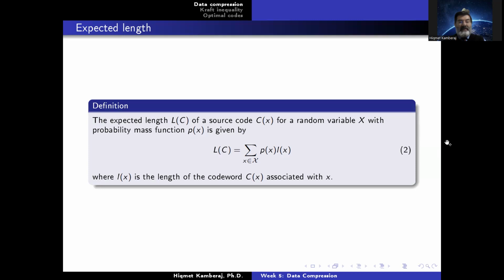The expected length, by definition, the expected length L of C of a source code C of x for a random variable X with probability mass function P of x is given as the sum over all x from chi of P of x times L of x, where L of x is the length of the code word C of x associated with x.